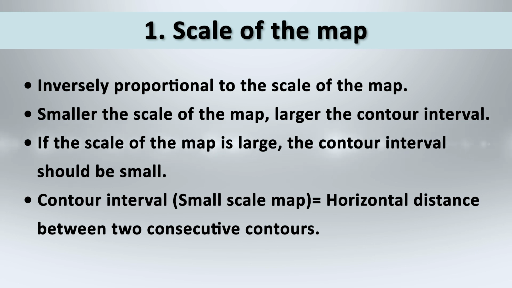If on a small scale map a small contour interval is adopted, the horizontal distance between two consecutive contours, that is horizontal equivalent, is also small, and when plotted on the scale of the map the two contours might unite together. It necessitates increasing the contour interval on small scale maps.